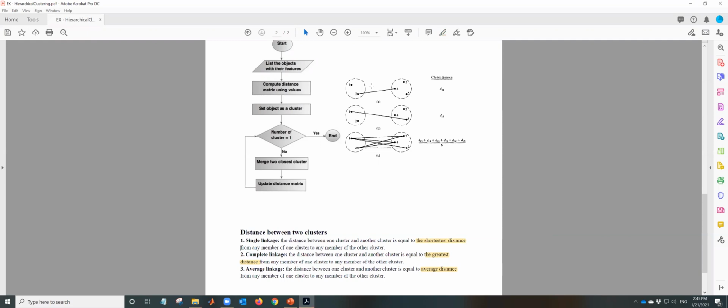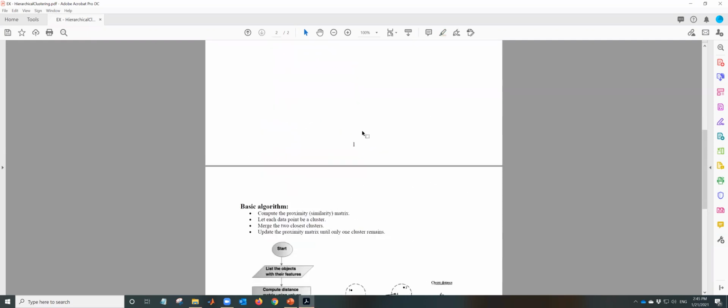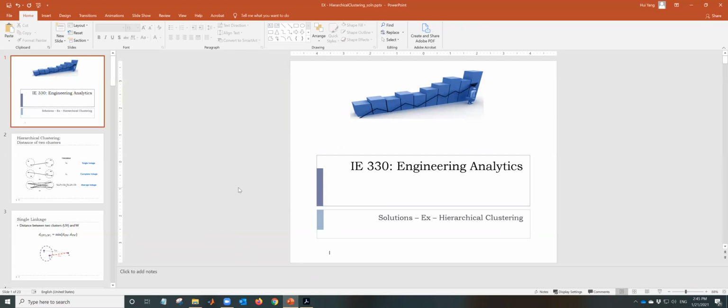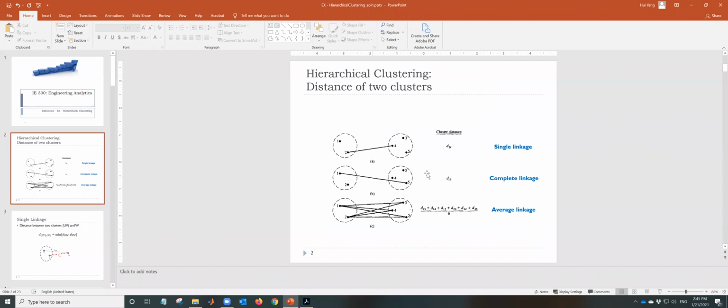Now, based on this definition, let's do the hierarchical clustering for this distance matrix. I have already solved this beforehand and put it in the slide. And now let's have a look at this slide. Let's go to the next page. So again, this is single linkage, the shortest from any member to any member of the other cluster. And this is the largest distance between the members of these two clusters. And this is average. So you see here, D13, 14, 15, 23, 24, 25. You add all of them together and divide by how many links you have. That's the average, 6.